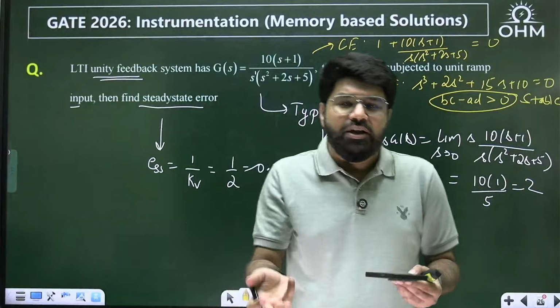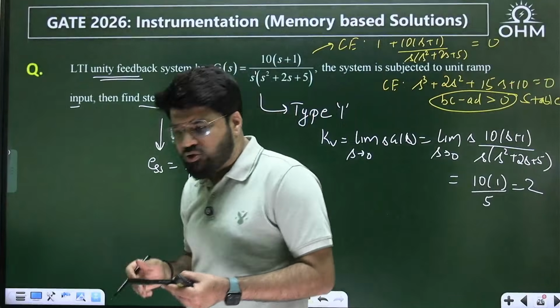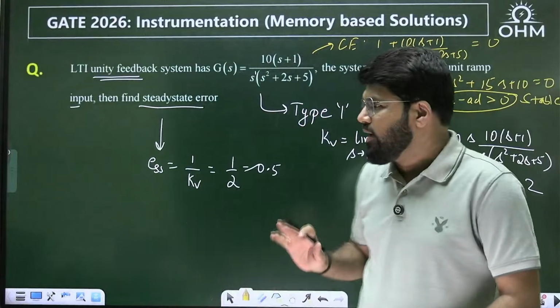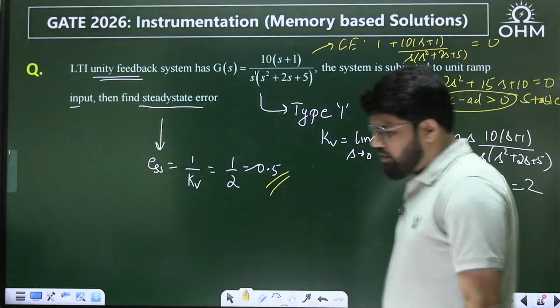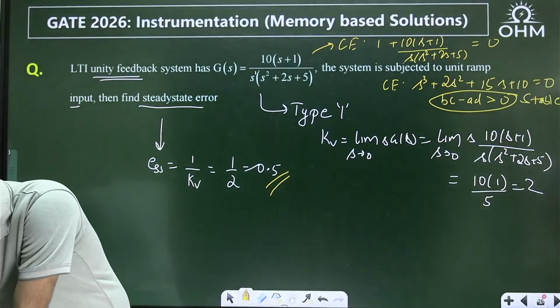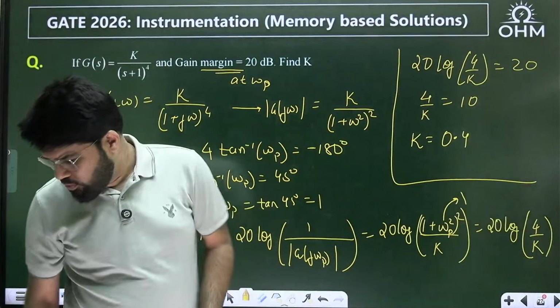But if it is NAT, why waste time? We have to get an answer. That means the system has to be stable. Unbounded also means infinity, and you cannot fill infinity in a NAT answer. So anyways, this is correct only. Got it, Kiran? Okay, so this is also done. K is equal to 0.4, right?